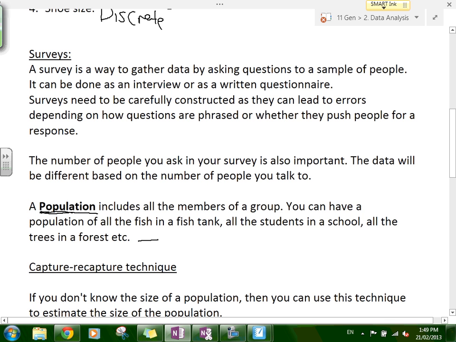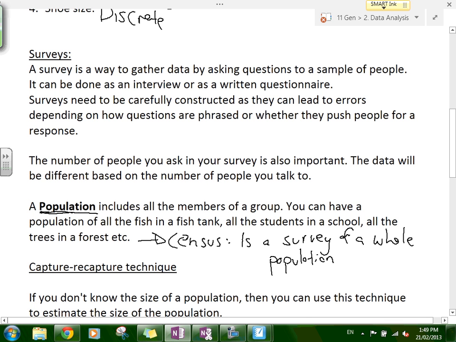And just a note, a census is a survey of the whole population. Okay, so when you have a census, by definition, you don't ask about sample size or anything. A census takes into account everybody in the population, everybody in that group. So the census of Australia is a survey of everybody in Australia. Yeah, that's why it's such a big deal. It's expensive. They don't do it very often.